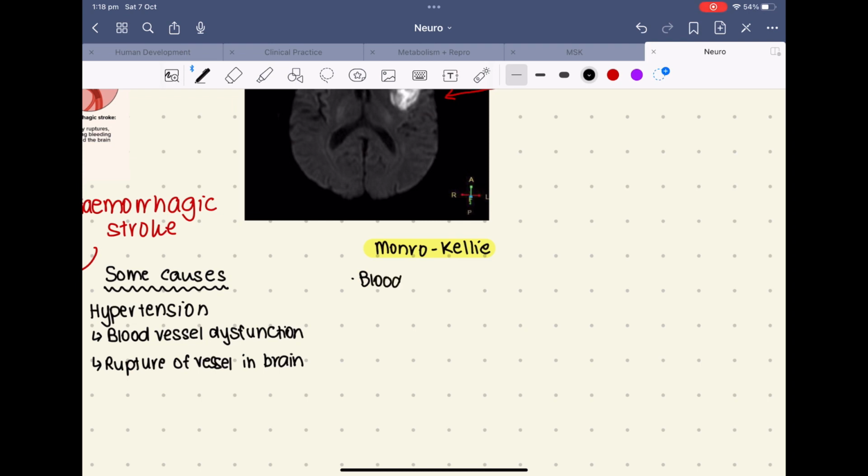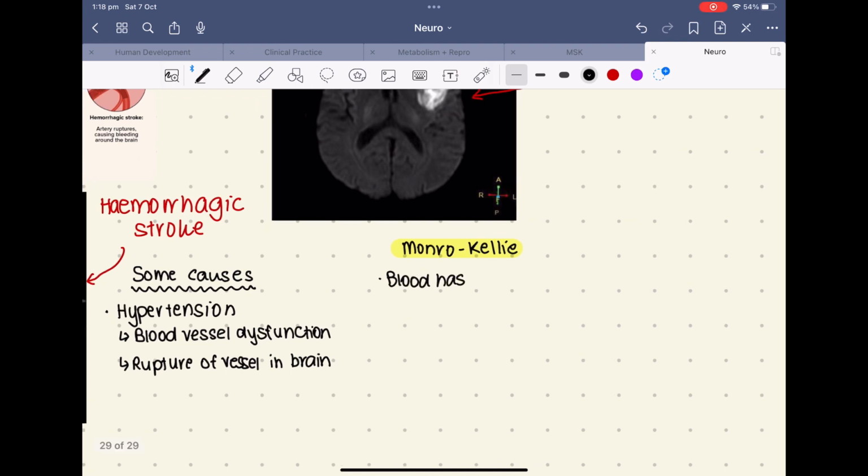Think about blowing up a balloon. If you're blowing up a balloon with more and more air, the pressure in that balloon is going to increase until the balloon will eventually pop. Now, obviously, your skull is not going to pop, but it's the same principle. Now, unfortunately, blood also has a mass effect similar to the subdural hematoma. So this mass effect is going to increase intracranial pressure.